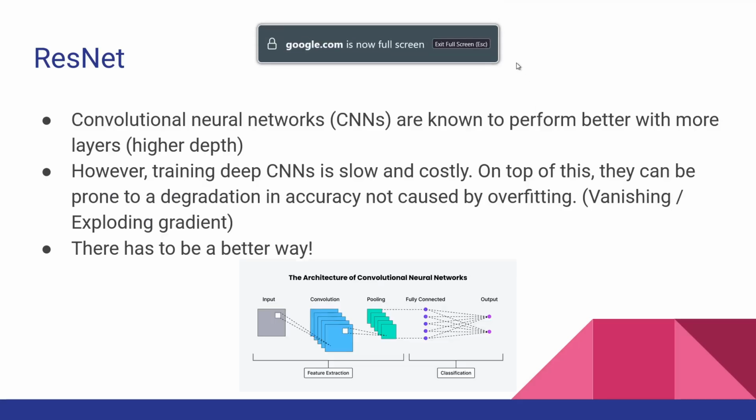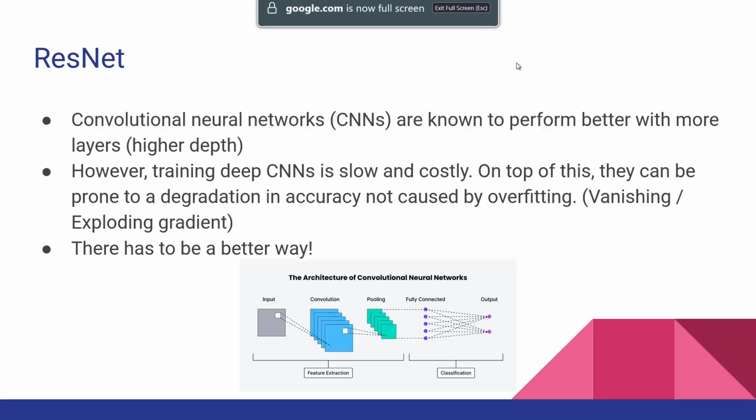Hello everyone, my name is Pepper, and I'll be going over the models we decided to use. Our first model was ResNet. The convolutional neural networks that we discussed in class are known to perform better with more layers. However, training deep CNNs is very slow and very costly. On top of this, they're vulnerable to the vanishing or exploding gradient problem. This is where the weights on the model get either so small or so big that the model can't effectively update and the whole thing breaks.